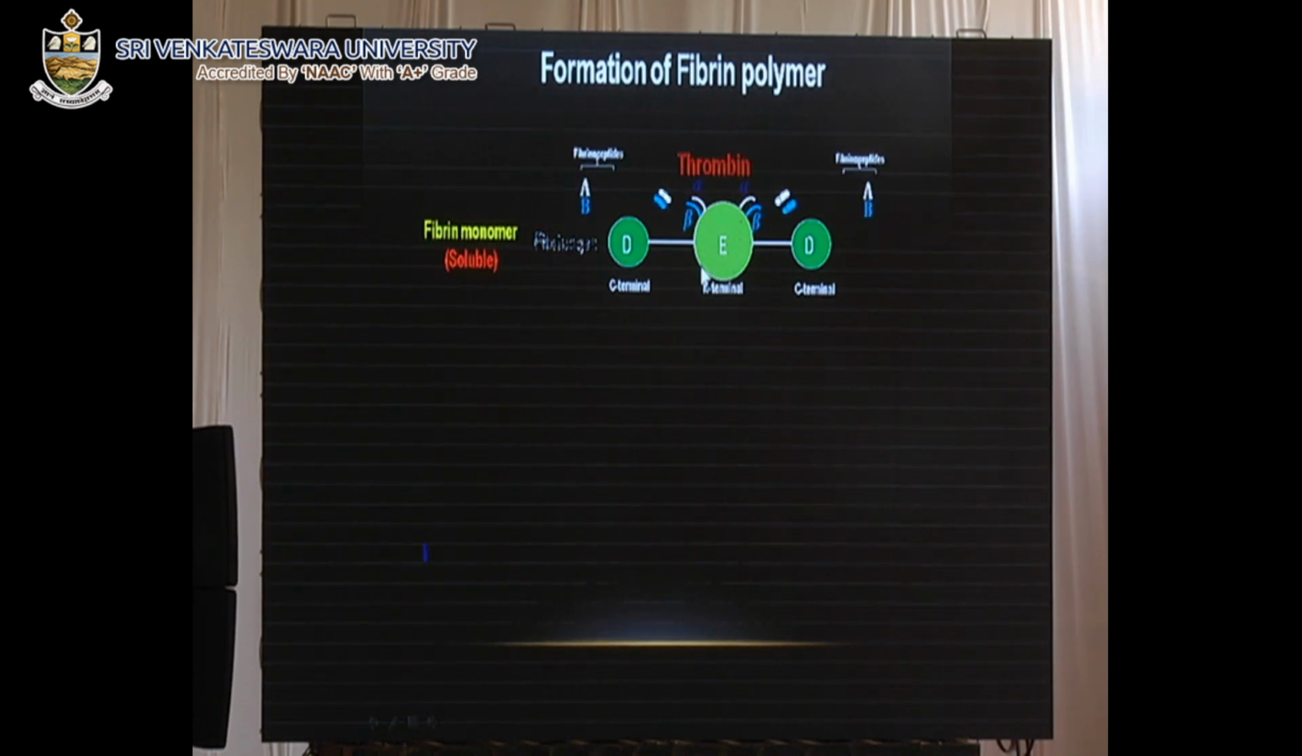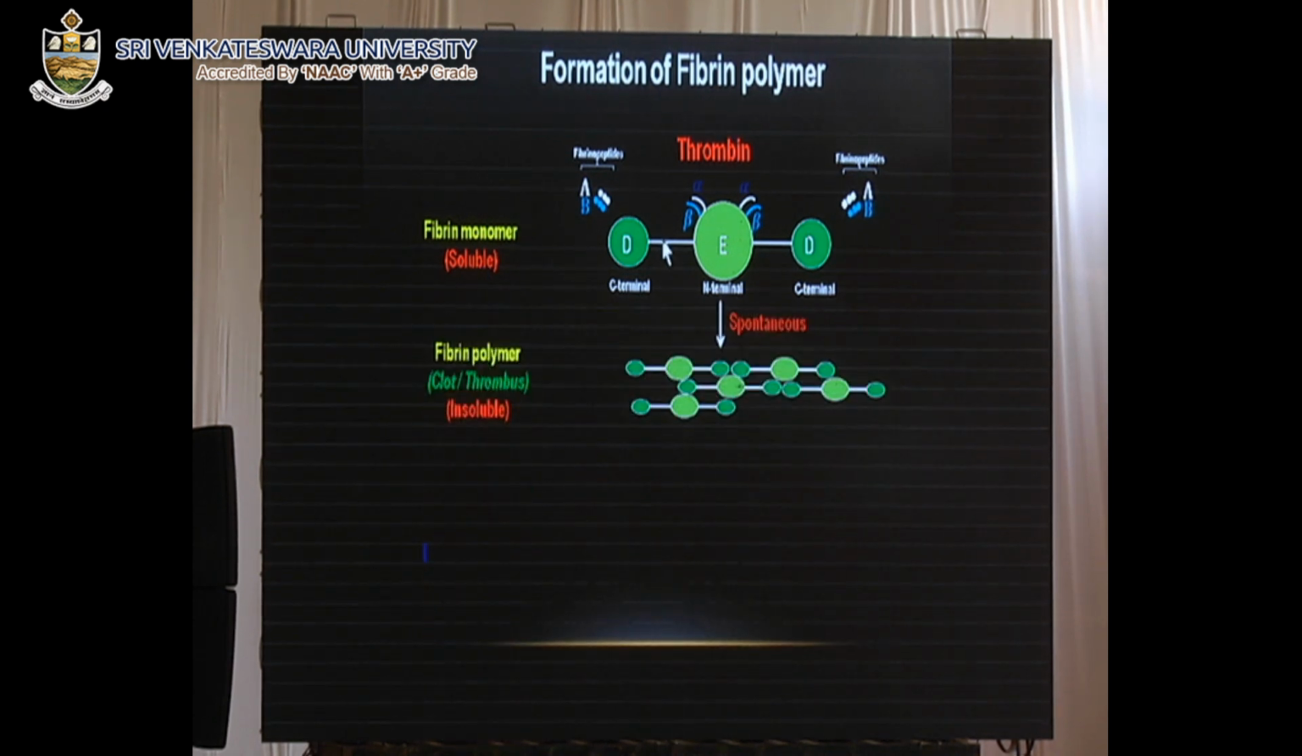Once the cleavage is there, you get fibrin monomers, which are soluble. Then immediately and spontaneously, without doing anything, without enzymatic activity, these fibrin monomers attach to each other by non-covalent bonds. So these form the clot, the nascent clot.